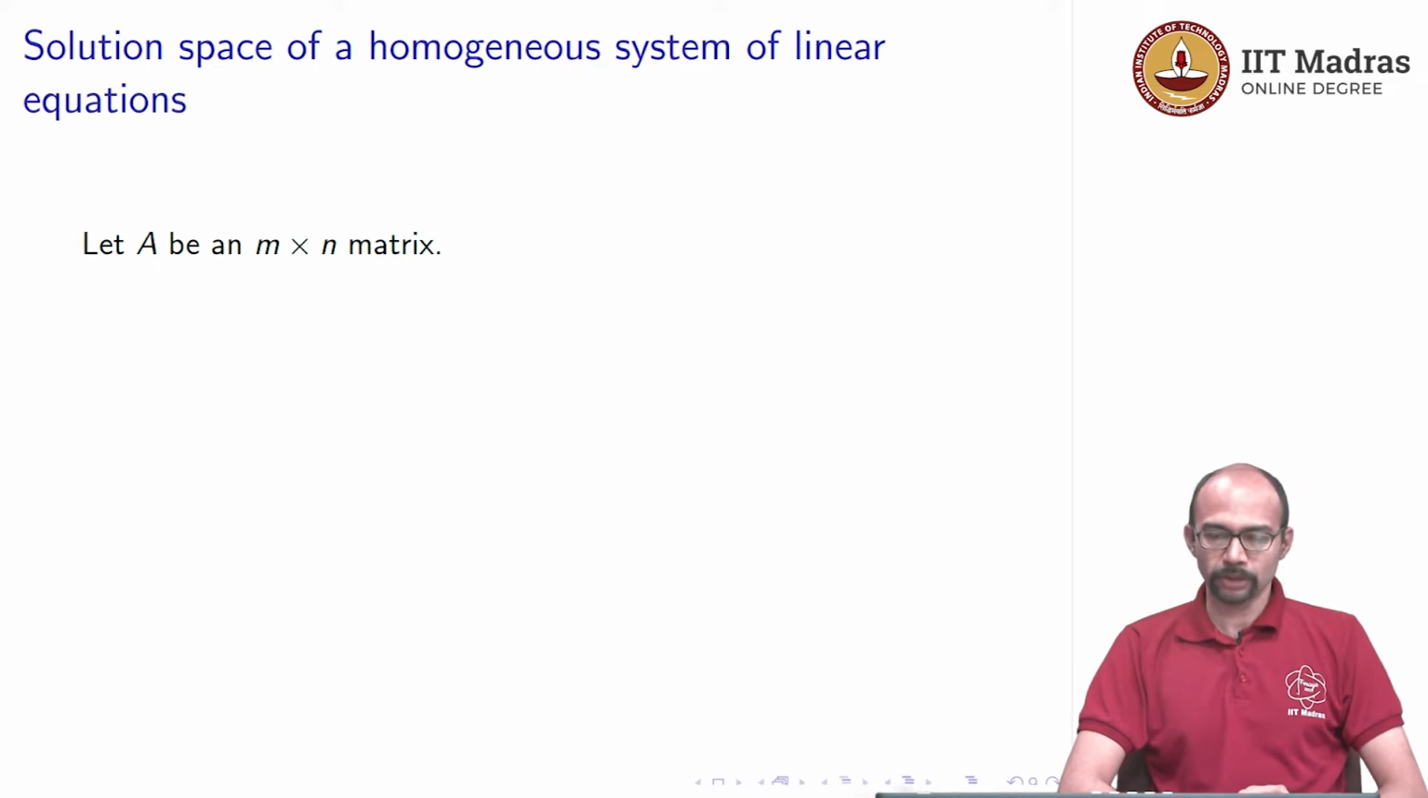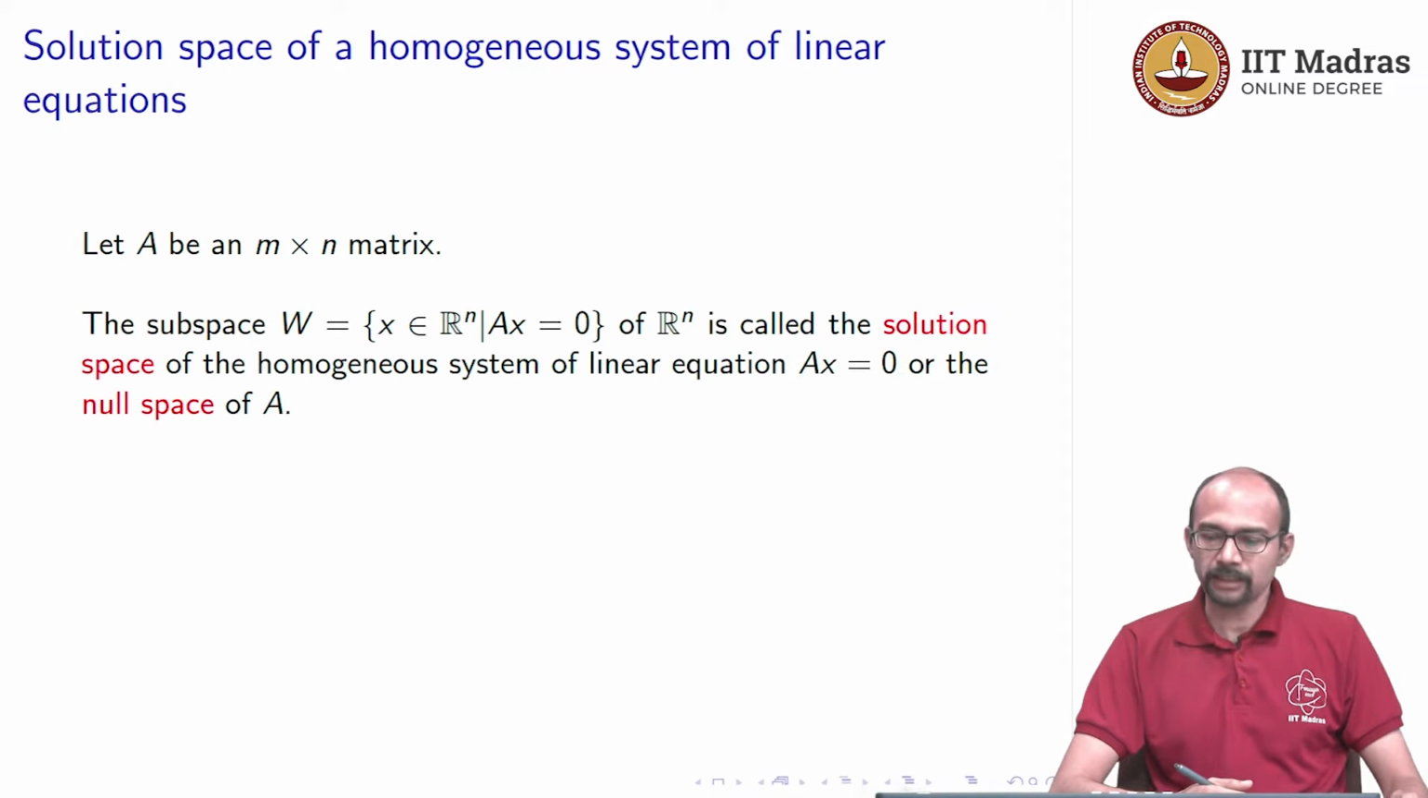Okay, so the solution space or the null space of a homogeneous system of linear equations. Let A be an m by n matrix. The subspace W consisting of x in Rn such that Ax is 0 is a subset of Rn, and it is a subspace, meaning it is a vector space in its own right. This is called the solution space of the homogeneous system of linear equations Ax equals 0. My bad, there is a typo here, it should have been equations. It is also called the null space of A. When we say null space of A, there is no reference to any system of linear equations, you just have a matrix. But in your mind you form the system Ax equals 0 and ask what all the solutions are. That is exactly the null space.